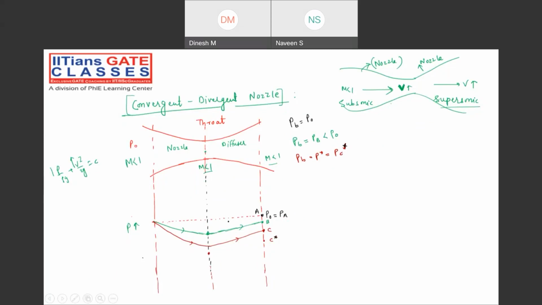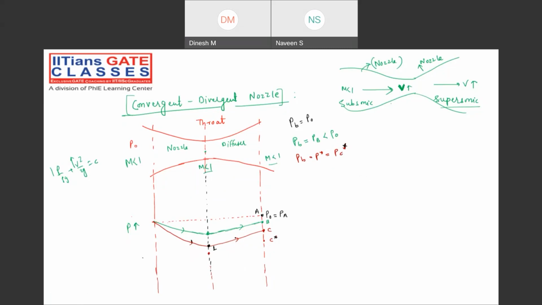So I'm calling this my choking condition, my dear friend. That means I'm getting what? Choking condition. When the Mach number is equal to 1, this pressure corresponds to the Mach number having reached exactly 1. Now at this point, there are two possibilities.